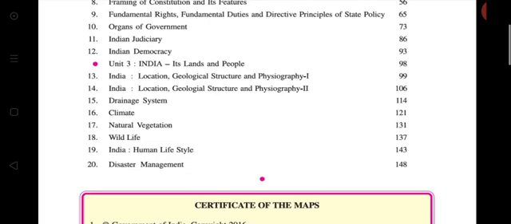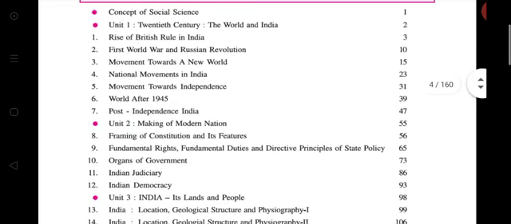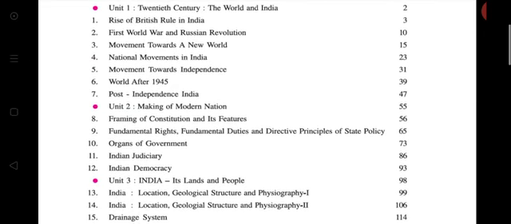So students who all are not regular in learning, please increase your speed and complete your fair book homework regularly and try to learn every day at least 15 to 20 minutes for social. Every day give 15 to 20 minutes for the subjects, then you will cover all the topics easily and also learn.